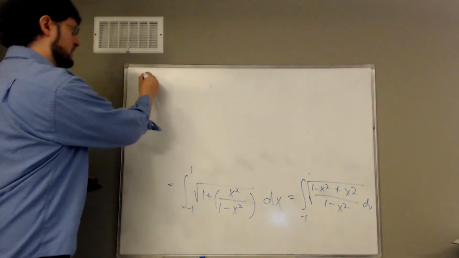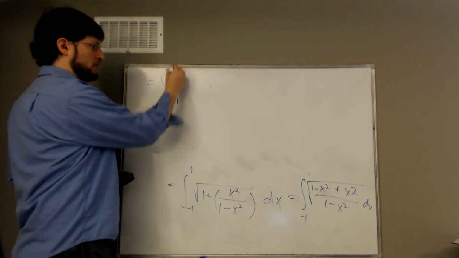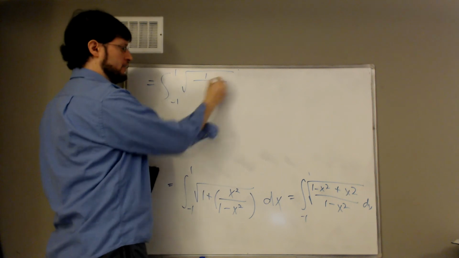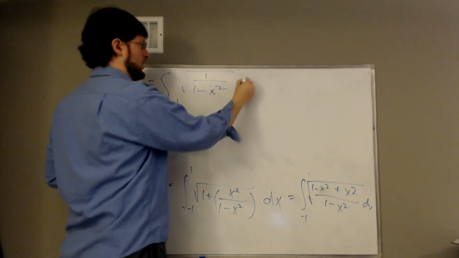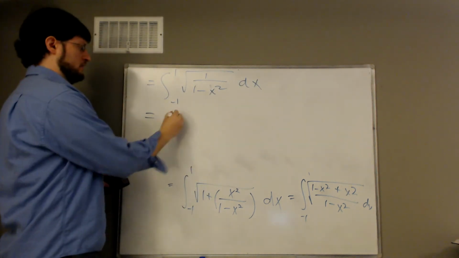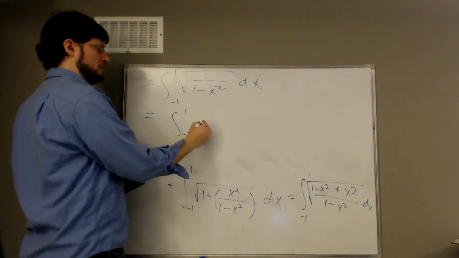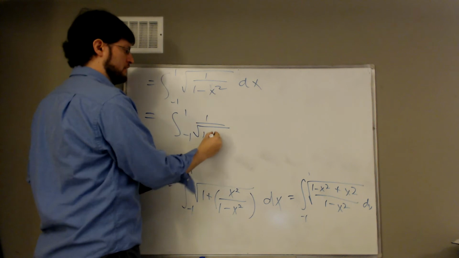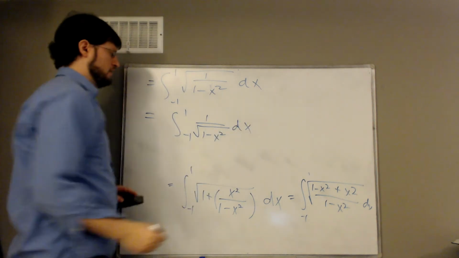But this is the integral from minus 1 to 1. The numerator now just simplifies to 1, and the denominator is 1 minus x squared. If I take the square root of the numerator, I get 1. The square root of the denominator is the square root of 1 minus x squared, dx.